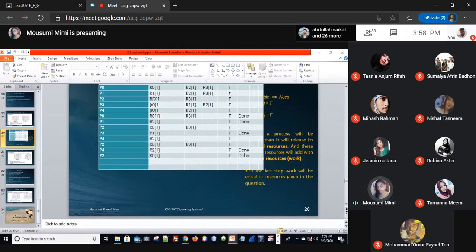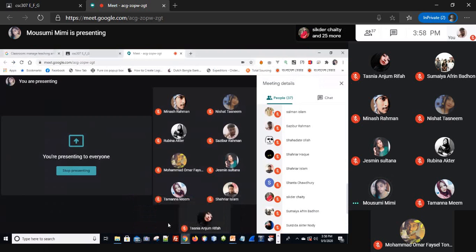So according to Banker's algorithm, the first process which will execute is process 0, then process 1, then process 3, then process 4 and at last process 2. Do you clear, Tasnia? Do you clear, Nishat? Yes, miss. Okay.